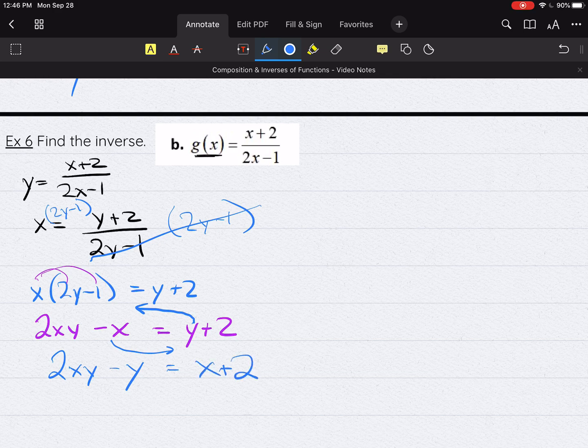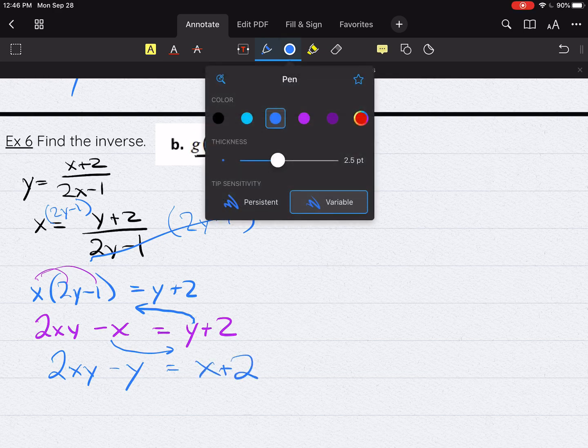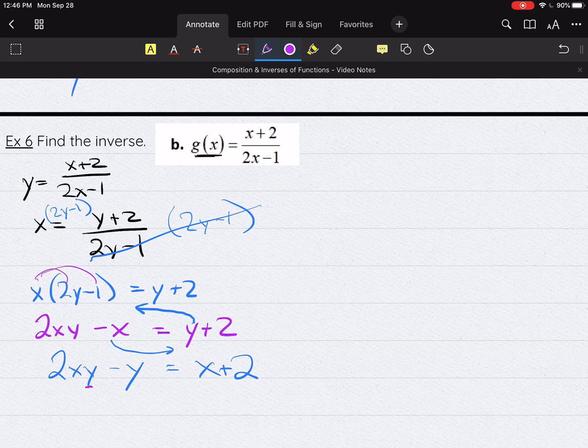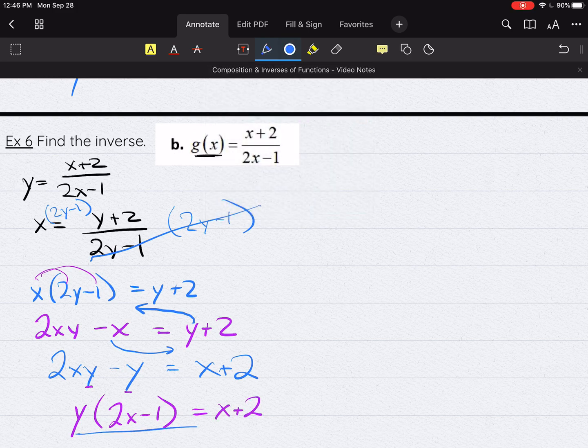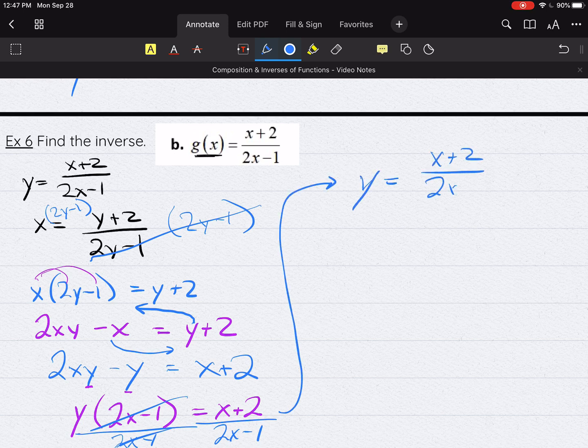So again, now that I have the y's on the same side, both of my terms have y, so I want to factor that out. So pulling that y out to the front, I would have 2x minus 1 left on the inside. Now my final step, to get this to be y equals, I would have to divide the 2x minus 1 off, which would give me x plus 2 over 2x minus 1.